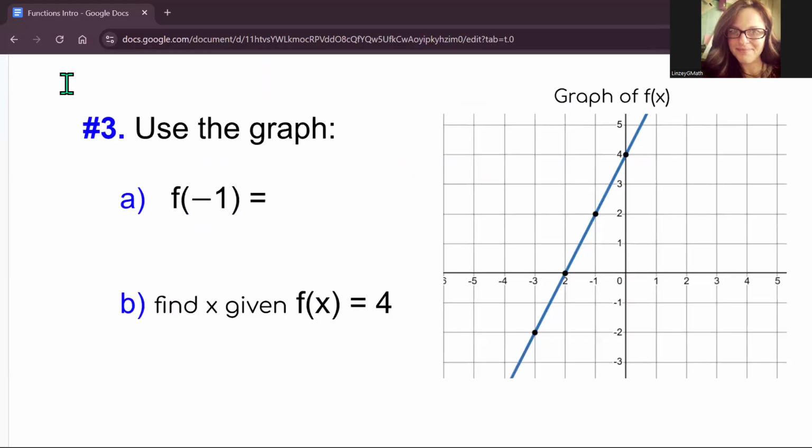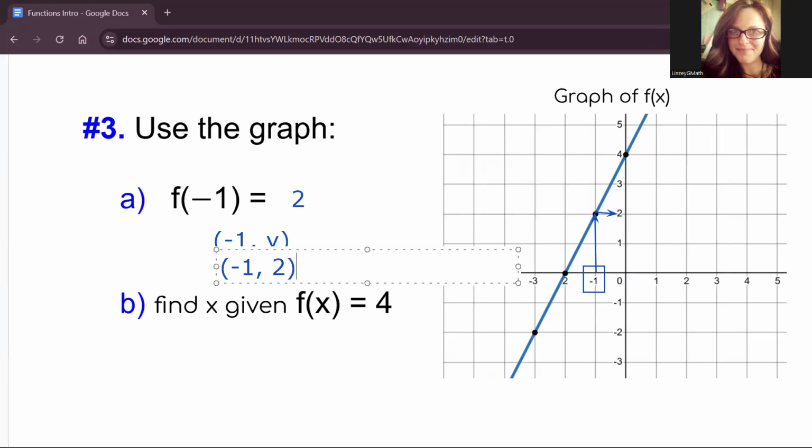Number 3, we'll use the graph and work with function notation. Letter A, f of -1. This means when x is -1, what is the y value? Now we'll go over here to our graph and we'll find x is -1. And we'll go up to the point and we see that our y value, our output, is 2. -1, comma 2. So f of -1 is 2.